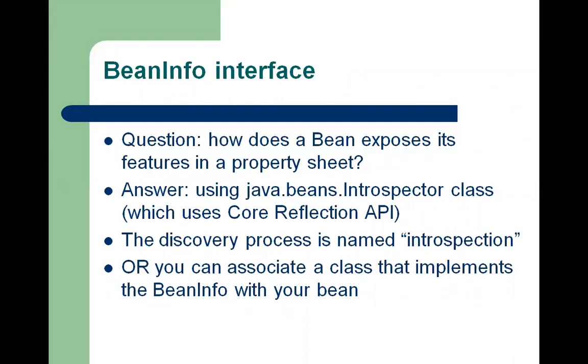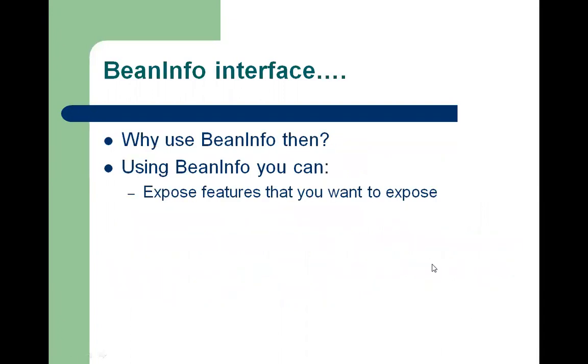It is platform independent, and we don't need to write the code again. Just take that bean and it can be used on any other platform, for any requirement we have. How does the bean expose its features and property sheets? Using the java.beans.Introspector class. For a bean to work, we also developed a class known as the Java Bean Introspector class. The discovery process is named introspection, or you can associate a class that implements BeanInfo with the bean. So why use BeanInfo?